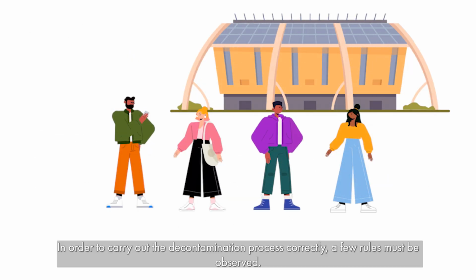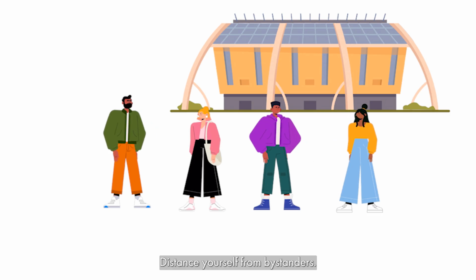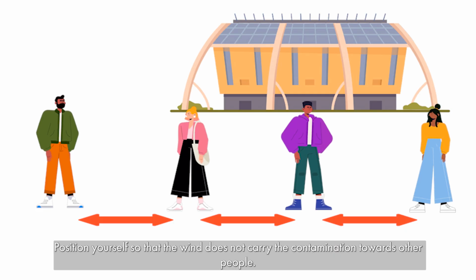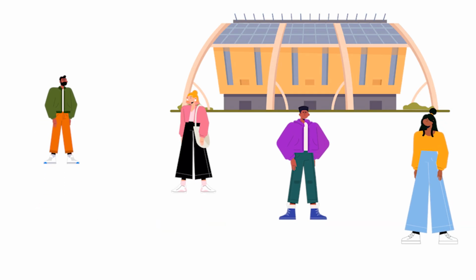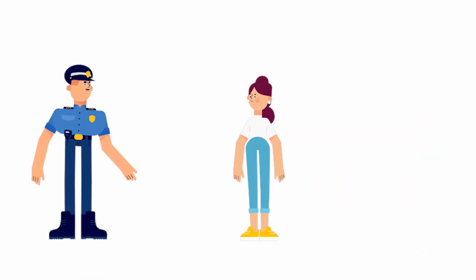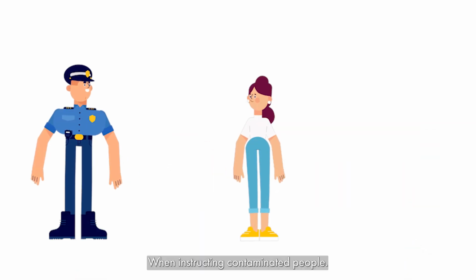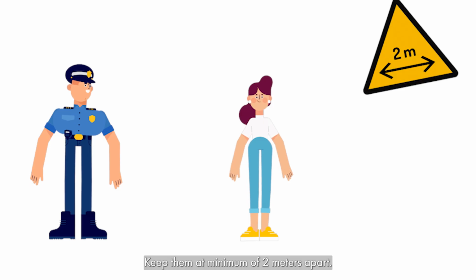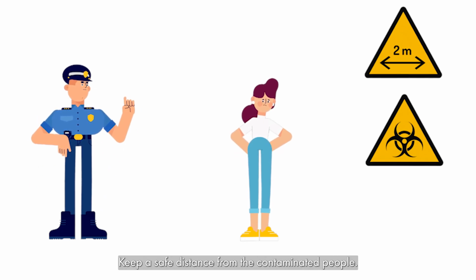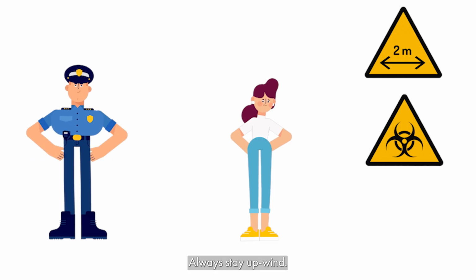In order to carry out the decontamination process correctly, a few rules must be observed. Distance yourself from bystanders. Position yourself so that the wind does not carry the contamination towards other people. When instructing contaminated people, keep them at a minimum of 2 meters apart. Keep a safe distance from the contaminated people. Always stay upwind.